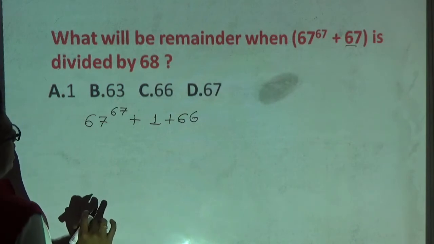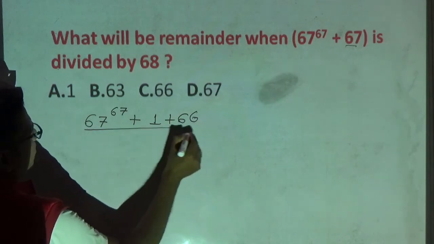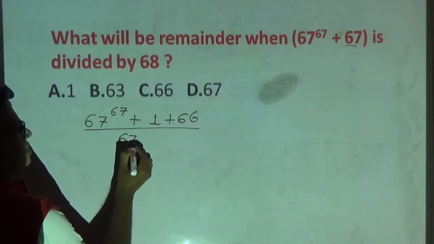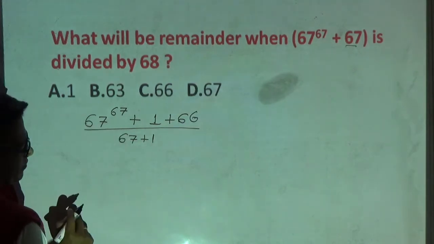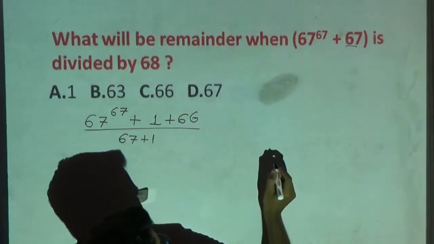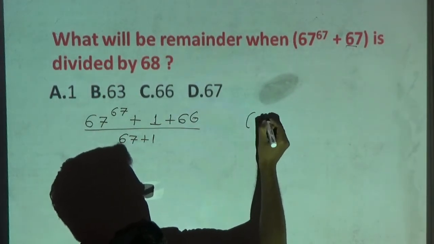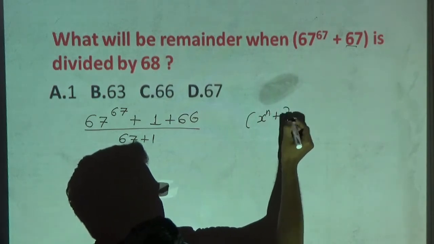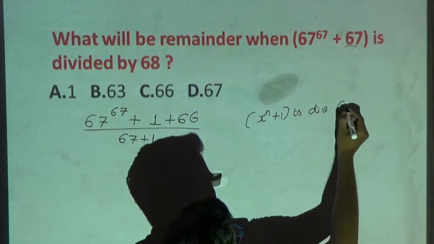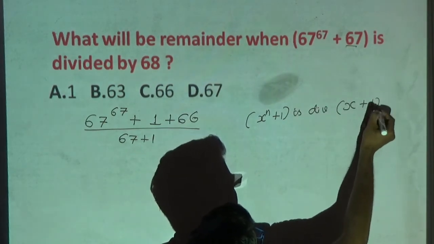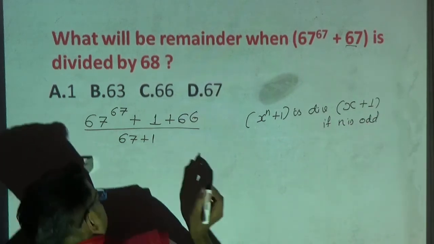Now what they are asking is, what is the remainder when you divide this number by 68? What do you mean by 68? 67 plus 1. Why have I written this format? Because in the previous example, I told you in the concept that x power n plus 1 is completely divisible by x plus 1 if n is odd, correct? I have explained that concept.